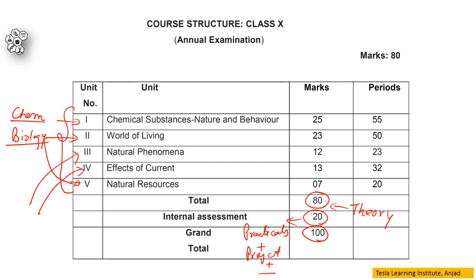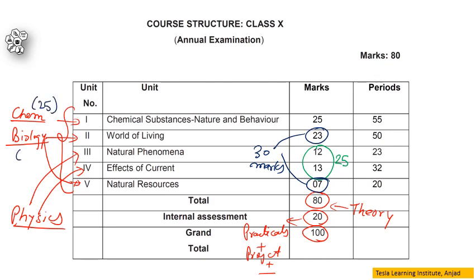These are the two top units dedicated to physics. Here we will talk about physics, including chapters like Light, Human Eye, Colourful World, Electricity and Magnetism. All these chapters we're going to discuss. So physics basically constitutes 25 marks. Your biology constitutes 30 marks. So the basic distribution is 25 marks, 30 marks, and 25 marks.